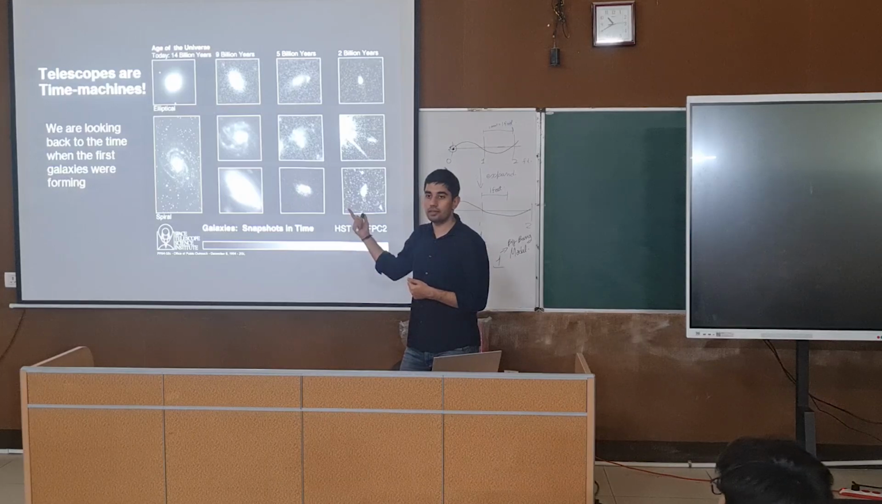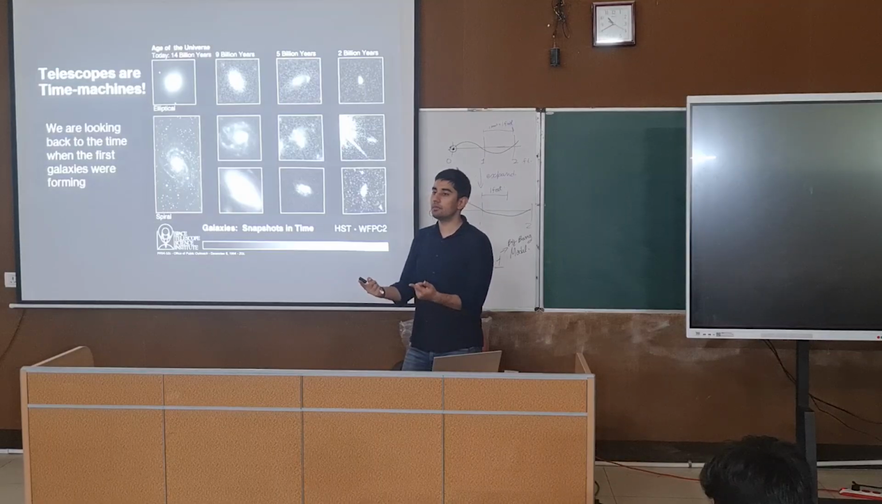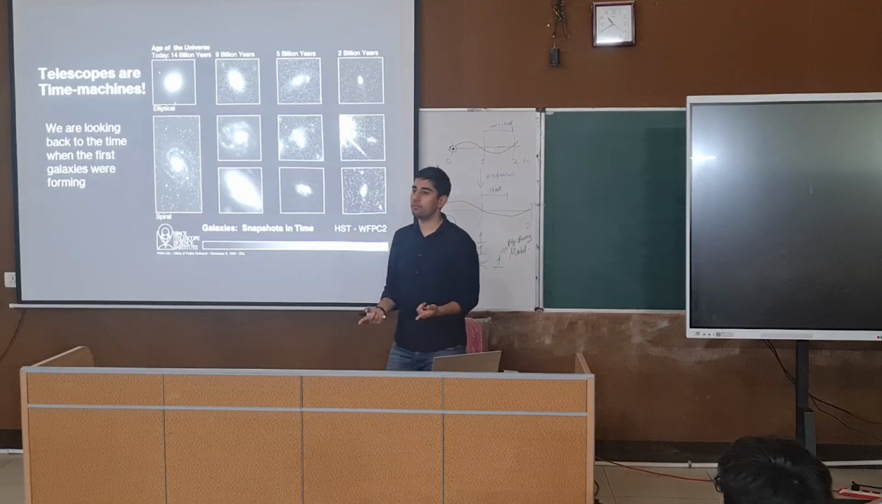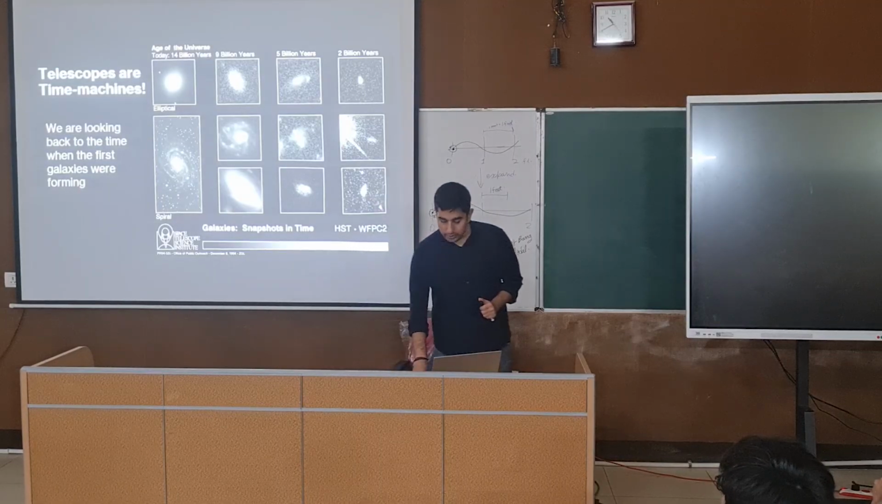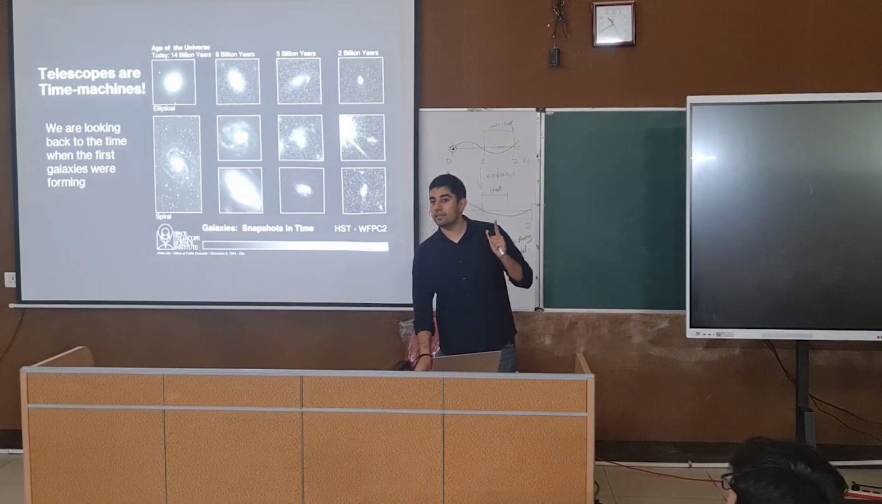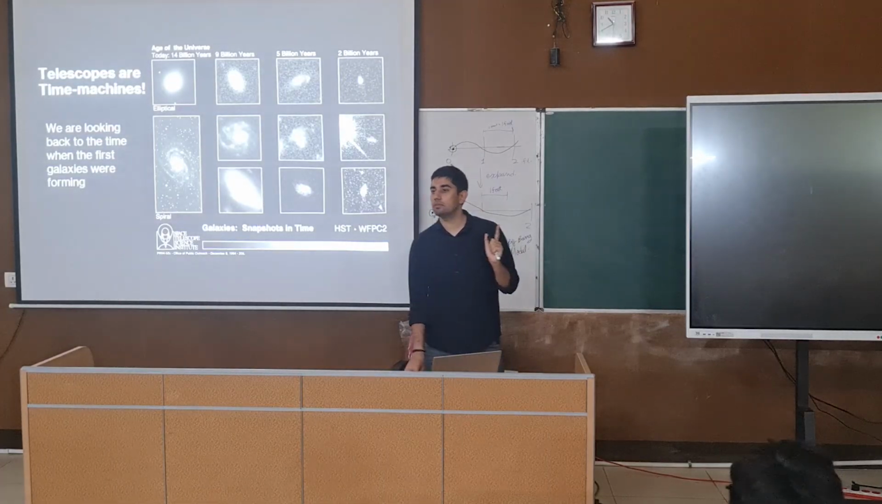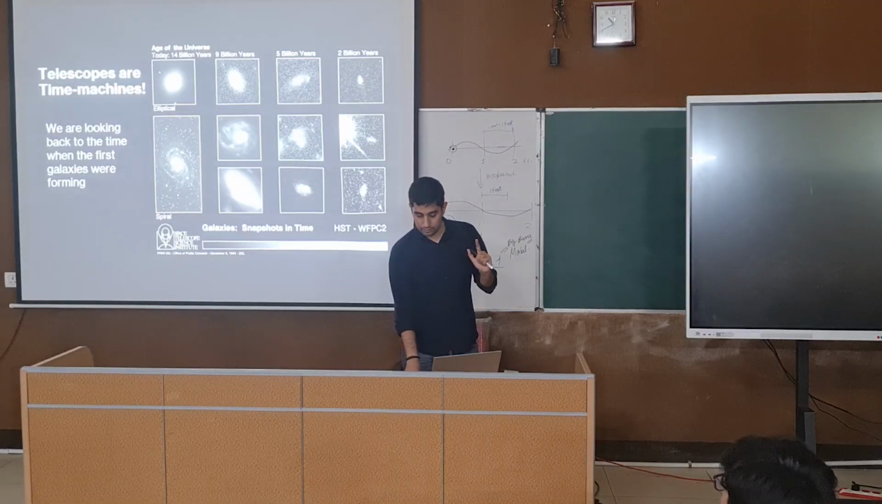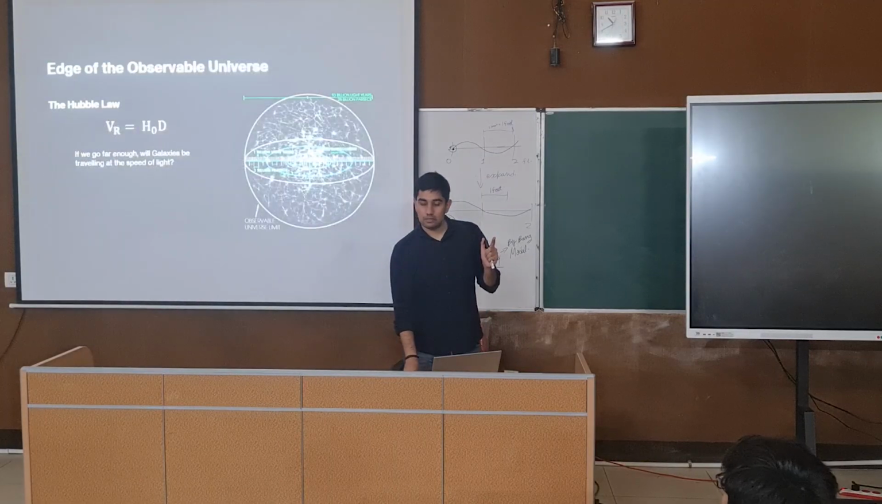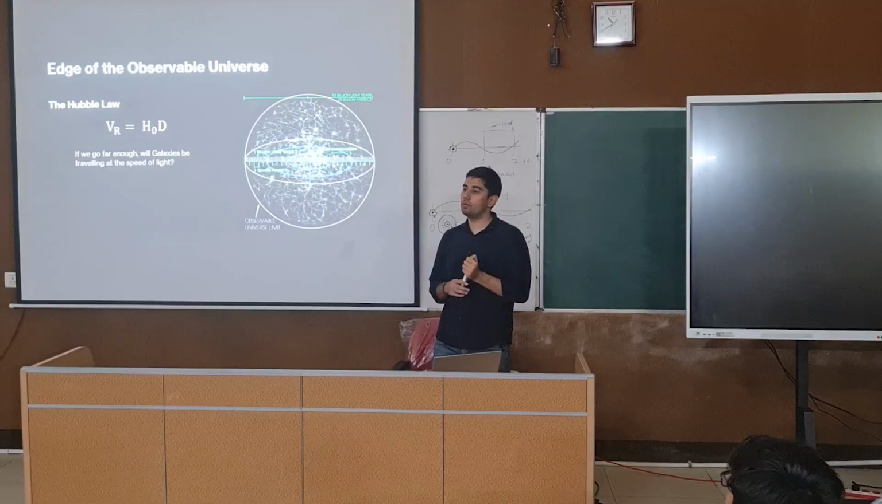Right? So this is how telescopes are your time machine. You are looking away, you are looking farther away in distance, but you are also looking back in time. Now what this gives you, as I said, we have a finite age of the universe, 13.6 billion years or 14 billion years. That would mean there is also an edge of the universe.